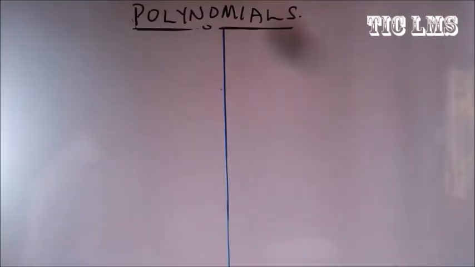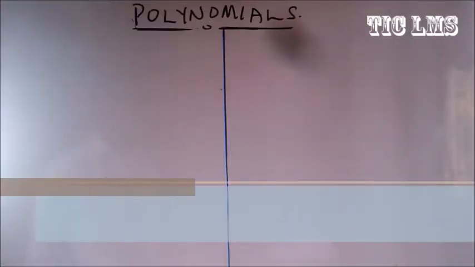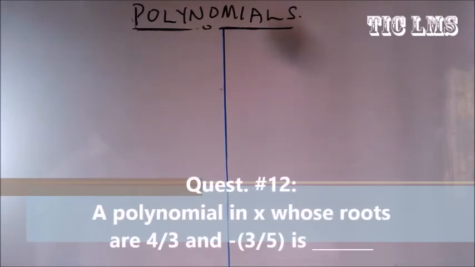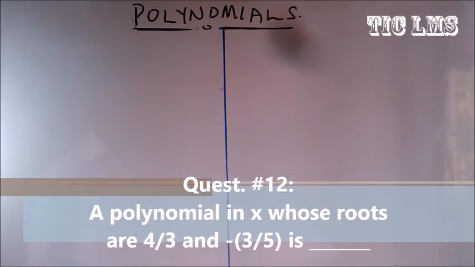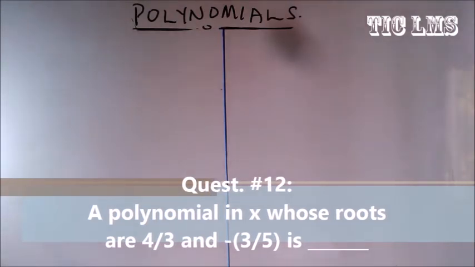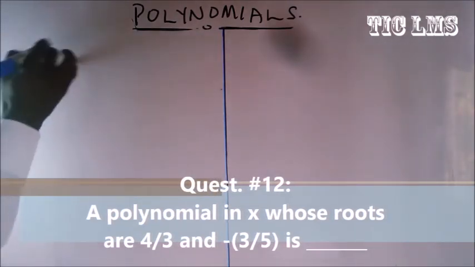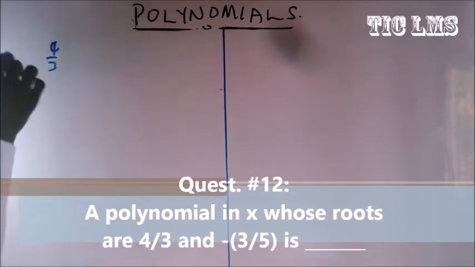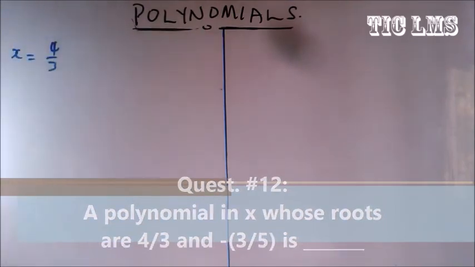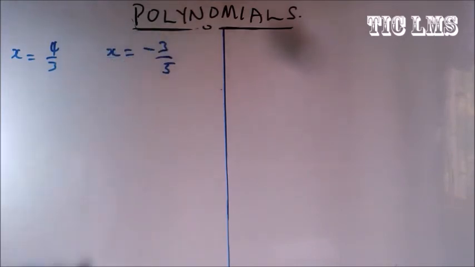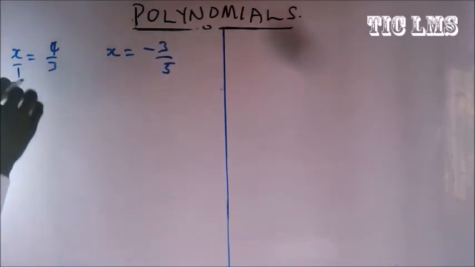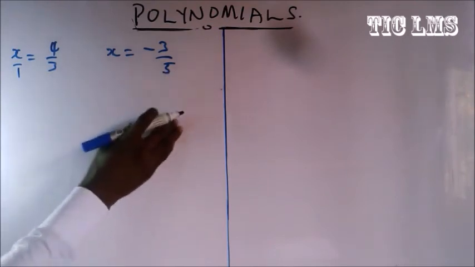Alright, so next question says that a polynomial in x whose roots are 4 over 3 and minus 3 over 5 is dash. Now when you are told that the root of a polynomial is 4 over 3, it means x equal to 4 over 3. Likewise, x is also equal to minus 3 over 5.